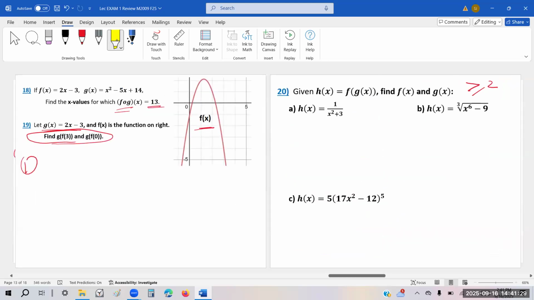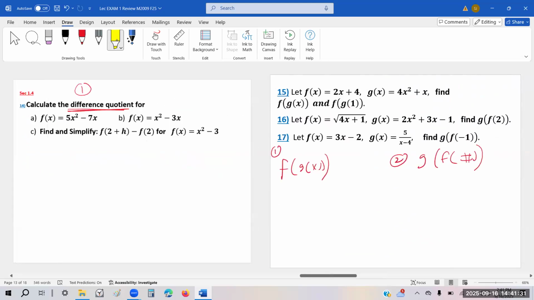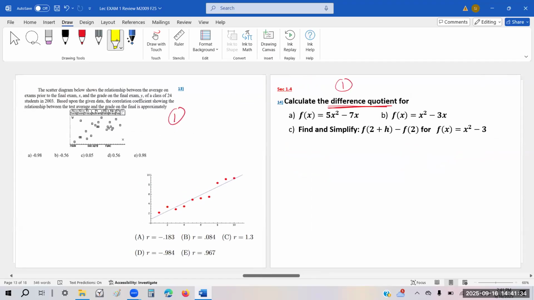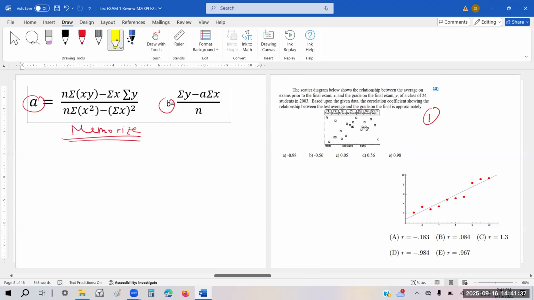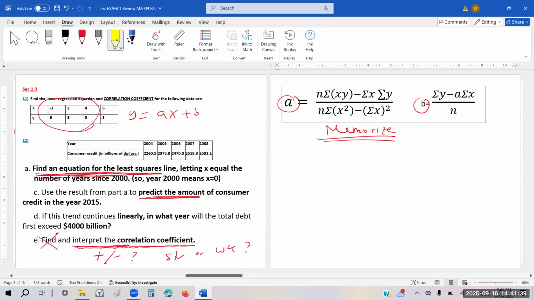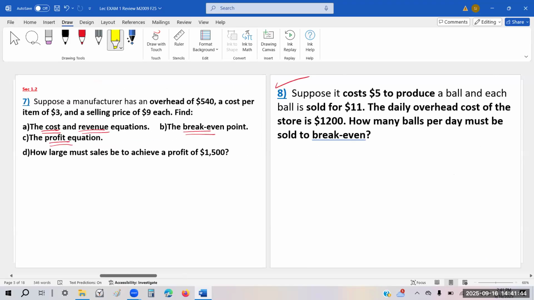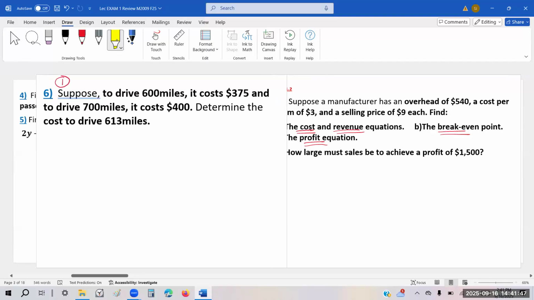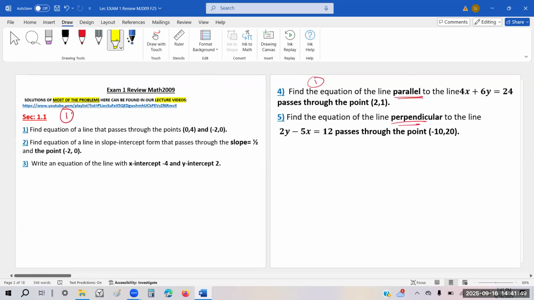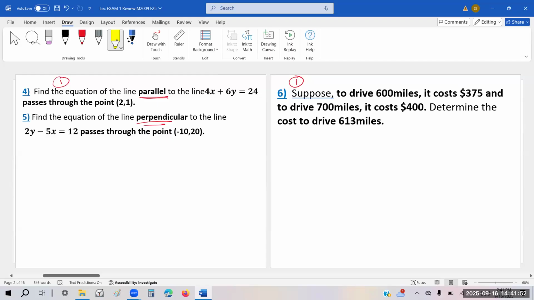1, 2, 3, 4, 5, 6, 7, 8, 9, 10, 11, 12, 13, 14. Yeah, makes sense. In the final exam, we have 30 questions to do in 2 hours. So since we have 1 hour, 15 minutes, you're supposed to do at least 15 questions. And I'll give you at least 15 questions.